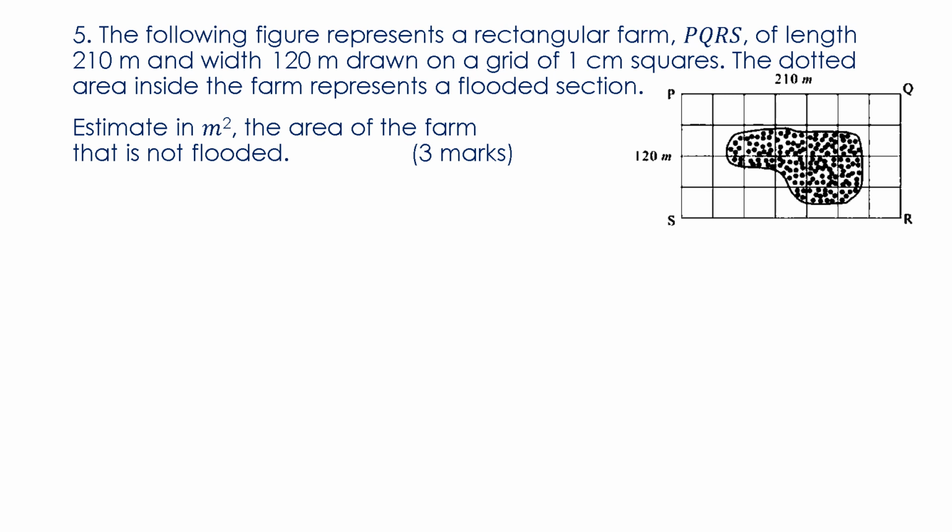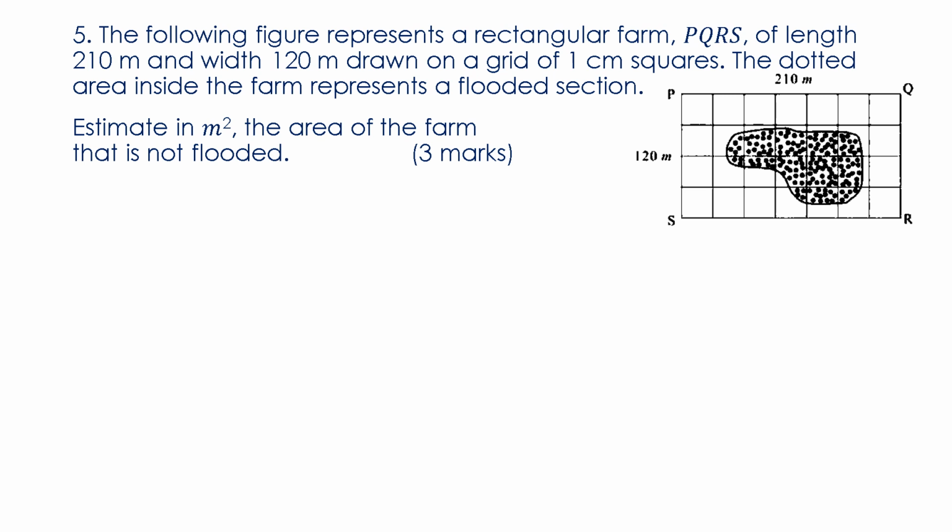Of course, we always know that for the shaded area, you take the whole area minus the unshaded. Now in this case we need the unshaded, so you take the whole area minus the shaded. The whole farm is a regular shape, a rectangle, so we can find its actual area, which is length times width. But because we want to estimate the area of the flooded section, we have to find the scale that was used to represent this whole farm PQRS on a square grid.